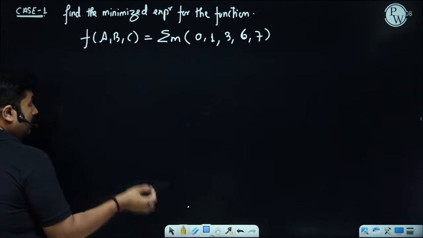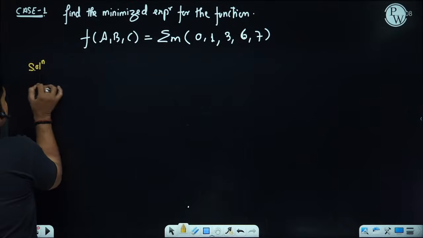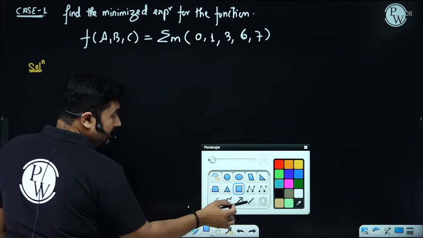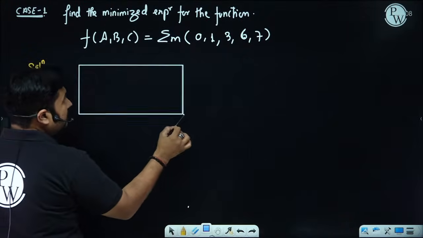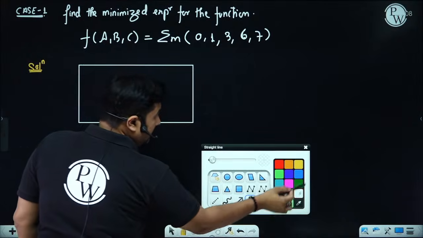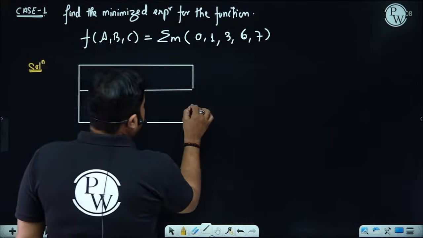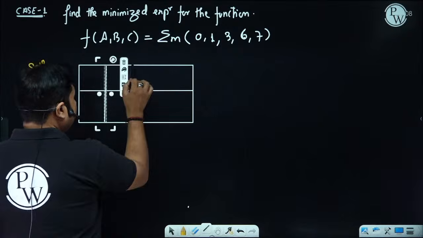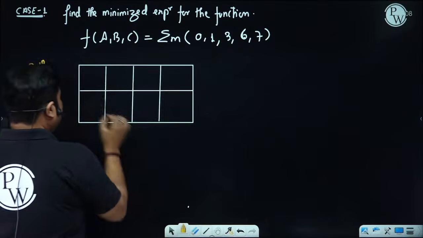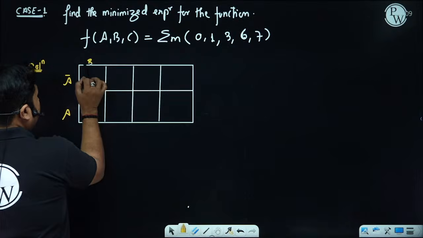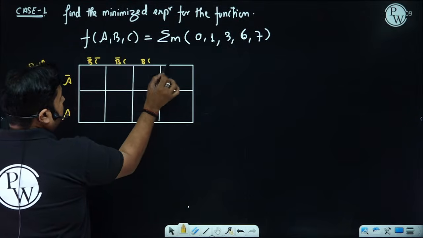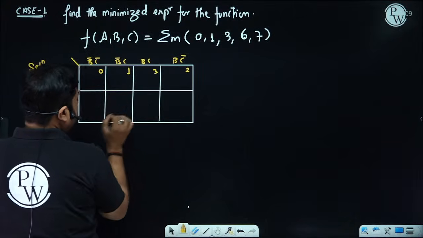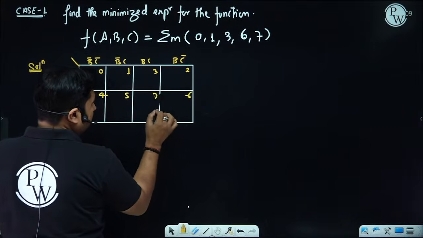So how to solve this? Now please observe, beta ji. We have to use a K map of 2 cross 4 to solve this. Yes sir. Now please observe. We have A bar, A, B bar C bar, B bar C, B C, B C bar. All of you know about the numberings as well: 0, 1, 2, 3, 4, 5, 6, 7. This is an SOP expression.